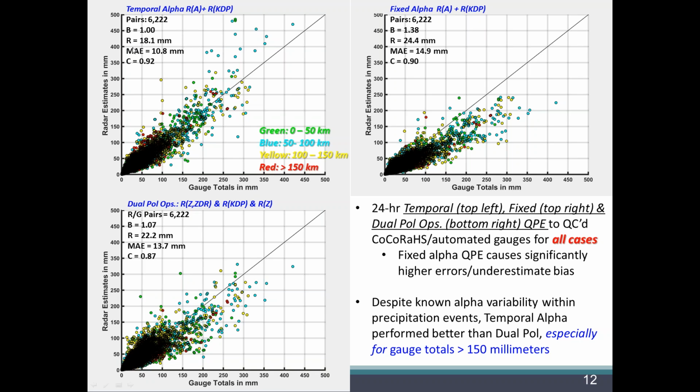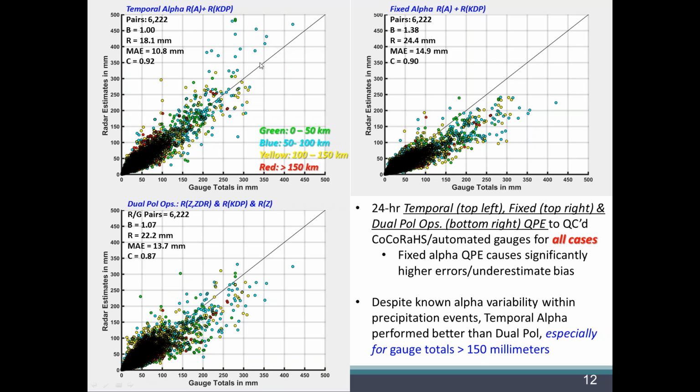R refers to root mean square error, MAE is mean absolute error, and C is correlation coefficient. The dots are colored by distance, with the legend provided right over here. At the top left is the temporal alpha, R sub A, R sub KDP. The top right is the fixed alpha. And the bottom left is the dual pol operational data, which uses R sub Z, ZDR, R sub KDP, and R sub Z.